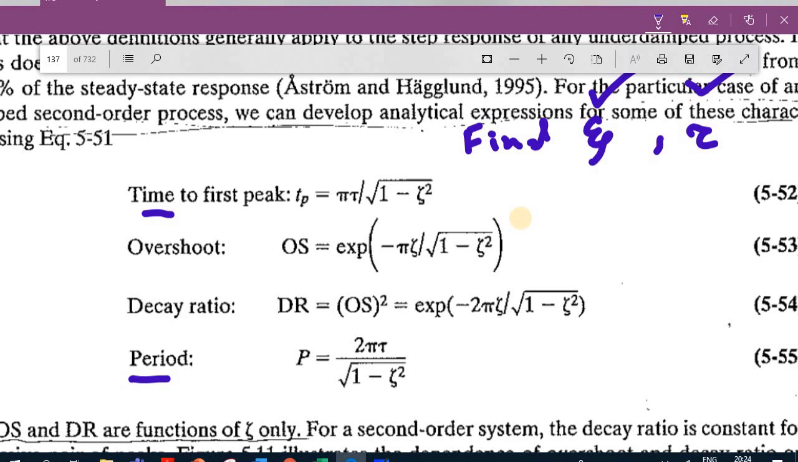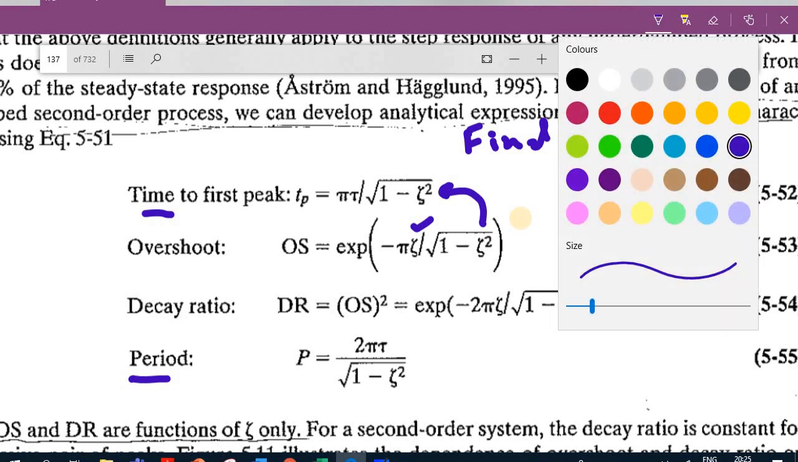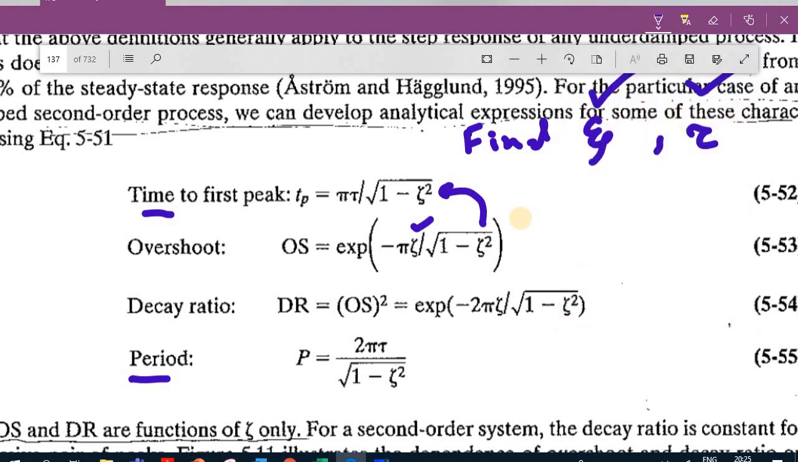So the first thing I should do is find the overshoot or the decay ratio, either one. And if I have the overshoot, I'm going to substitute for the overshoot and find xi through trial and error. So we can find xi easily. And after you find xi, what you need to do is substitute here. This is a really big one, so something like that will be better. So we are going to substitute xi here.